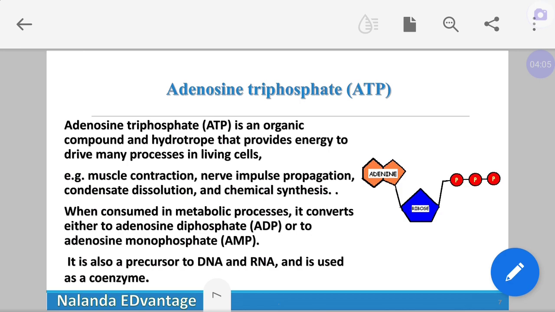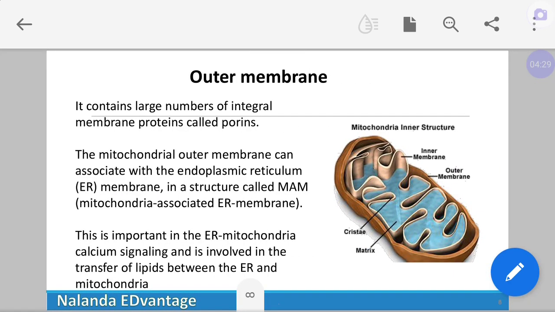Now ATP, as you can see here, consists of an adenine base, a sugar and three phosphate groups. Now this ATP, when utilized, gets converted into ADP and AMP. That means one phosphate and then another phosphate gets removed subsequently in the use. It is also a precursor for DNA and RNA and used as a coenzyme.